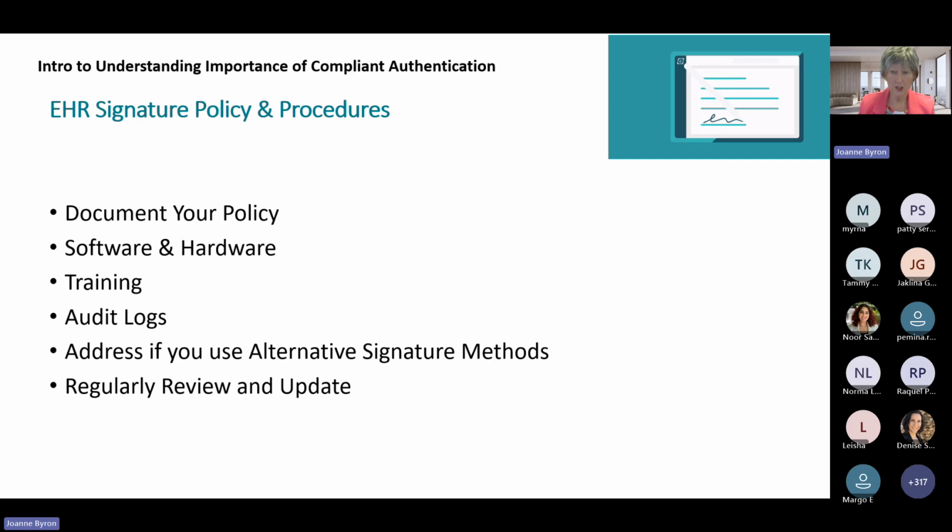A few tips when generating your policy. It needs to be written. You need to train all the staff on the signature policy and maintain accurate audit logs within the EHR to track all electronic signatures and to ensure that nobody's unlocking, altering, and then relocking the records. This is also for HIPAA compliance as well. Using alternative signature methods such as digitized signatures, ensure that they're compliant with CMS guidelines and have appropriate security measures in place.